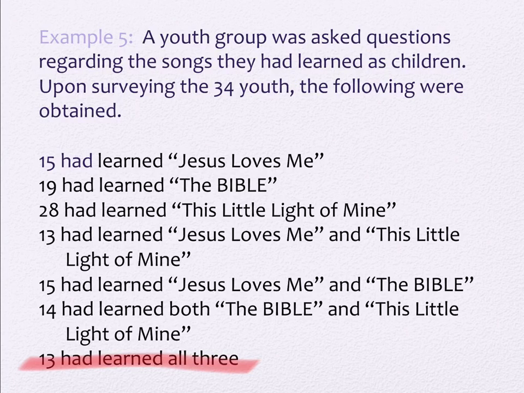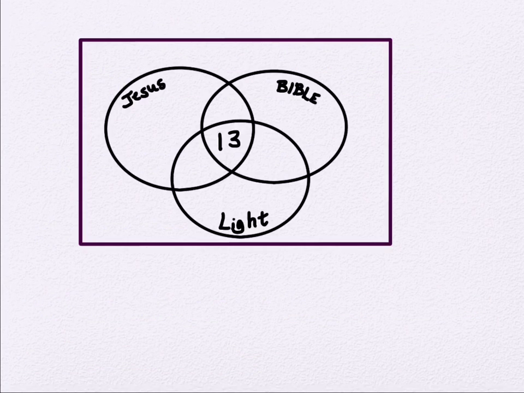So how about we just go from the bottom up? Are you guys okay with that? Okay, so I'm going to go with the 14 next. Right here I had 14 had learned the BIBLE and This Little Light of Mine. Okay, so this is the right-hand side of my diagram, BIBLE, This Little Light of Mine. It's supposed to be 14. So what? I need one more.